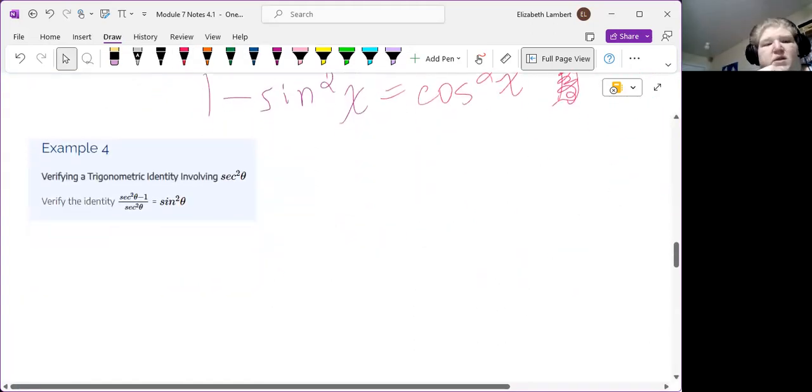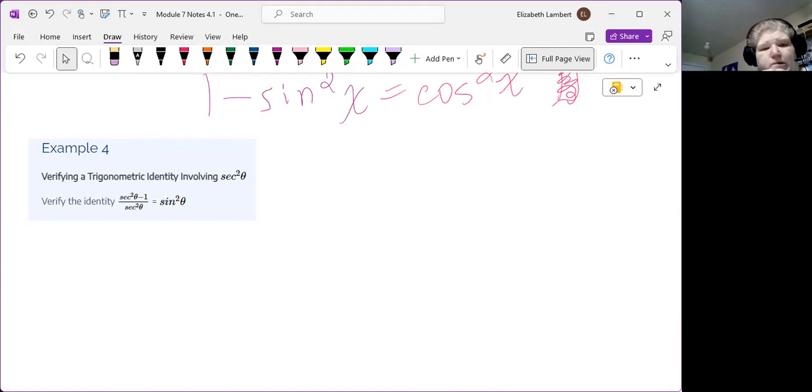All right, now this one is asking us to verify the identity, and we got a whole bunch of secants, good Lord. All right, let's do what we're gonna do. Obviously we're gonna take that secant side and mess with it. I'm gonna go ahead and write it in terms of cosine. It's gonna look a little ugly, but then I think you'll see what we can do next. All right.